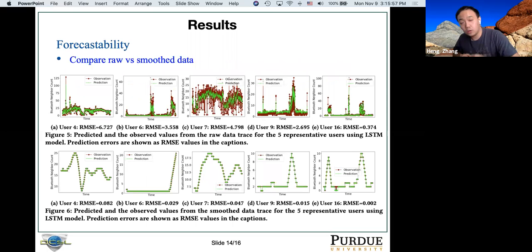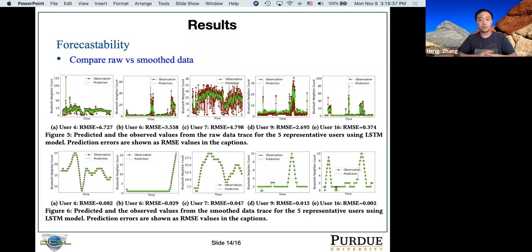So here we compare the raw data as well as the smooth data. In the plots, we just show the campus data set. We choose 5 users to show here. If you look at the top row, the first row, it shows 5 users with the raw data. The green dots are the predicted results, and the red dots are the observed results, the ground truth. We can say that for the raw data, our prediction model can pretty much preserve the same pattern as the raw data, but still there is certain variance at each data point.